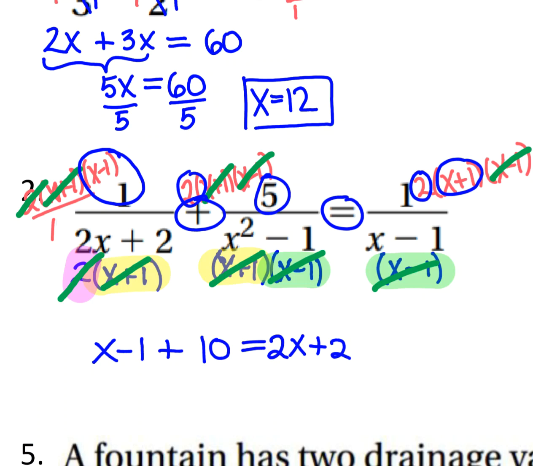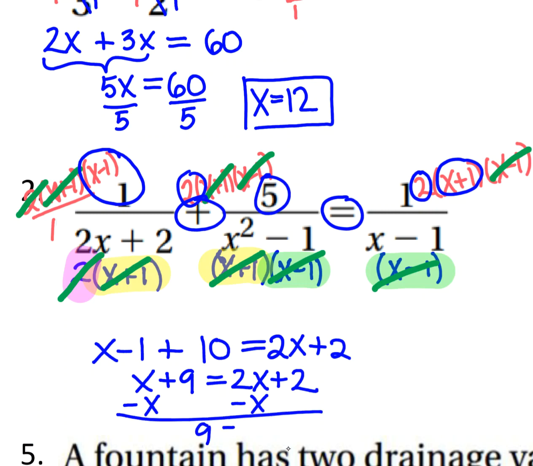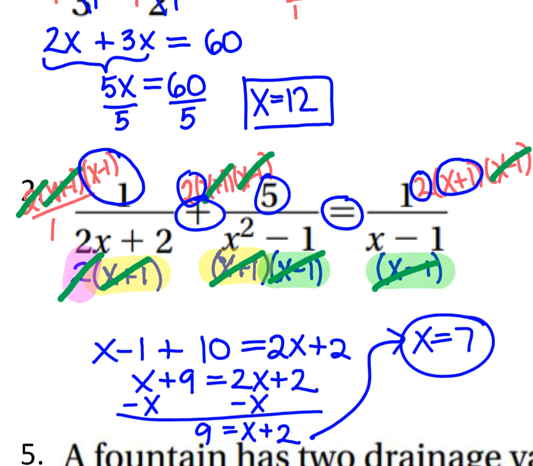So again, I have a linear. Okay, so I'm going to combine like terms. Move the x over. Subtract 2 from both sides. X is 7. Okay, so the 7, if I plug it in, if I put 7 plus 1 here, I'm not going to get 0. 7 minus 1 is not 0. So I'm okay with no extraneous solutions.